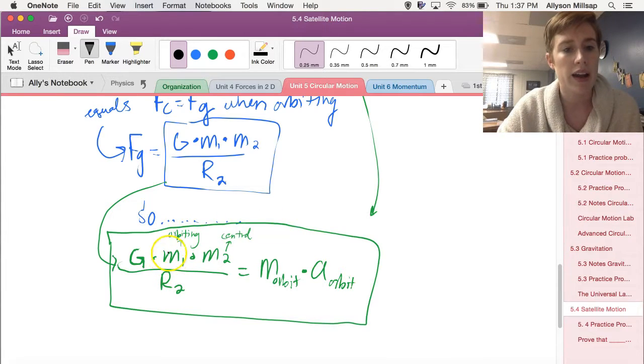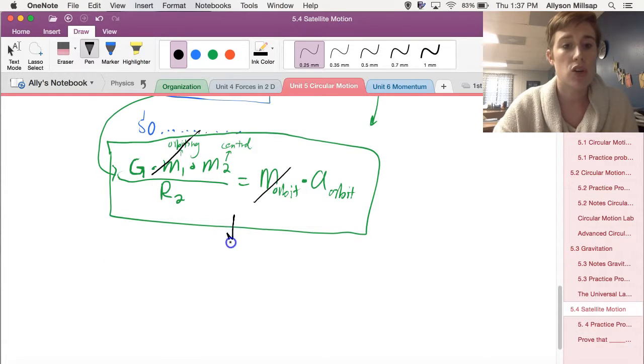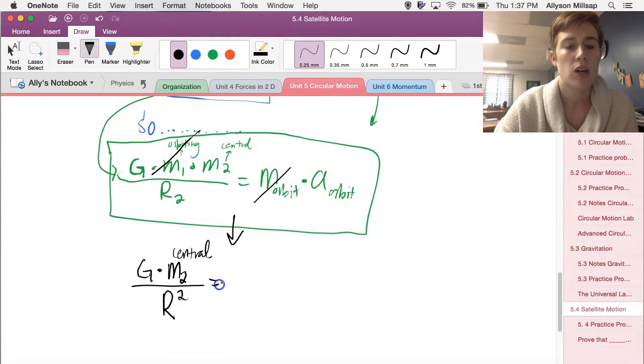Well, on the other side, I also have the mass of the orbiting object being multiplied by other things. So I can actually cancel out the mass of my orbiting object from either side, so that my new formula is gravitation times M2, where M2 is your central object that the thing is orbiting around, divided by r squared, which will give me the acceleration of my orbiting object.